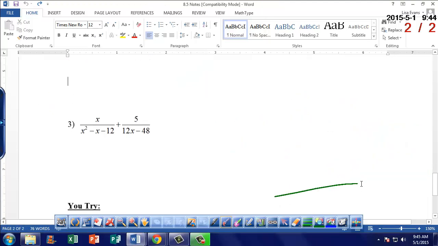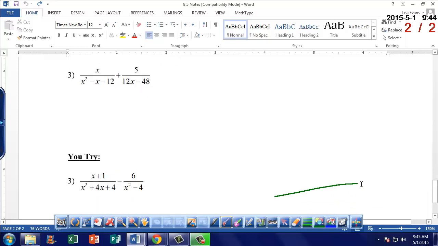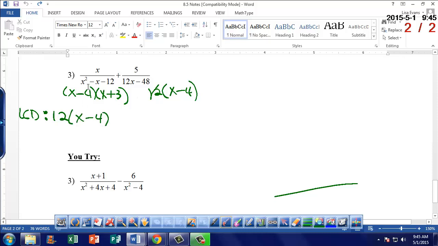Number 3. First thing you're going to do is factor the denominators. This is going to give me an x minus 4. This is going to give me an x plus 3. This one I'm going to factor 12 out, and I'm left with x minus 4. Okay, let's look at these two denominators and see right off to the side what you're missing. This one doesn't have a 12, so we know it needs a 12. They both have an x minus 4, so we know we need that. And then this one has an x plus 3, and this one doesn't, so we need that too.